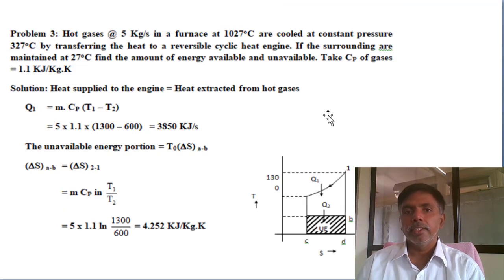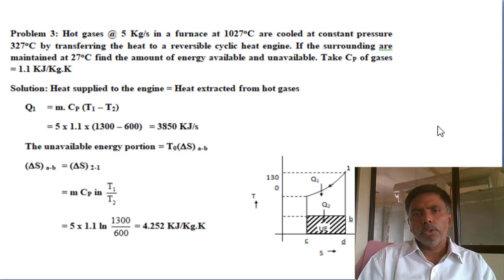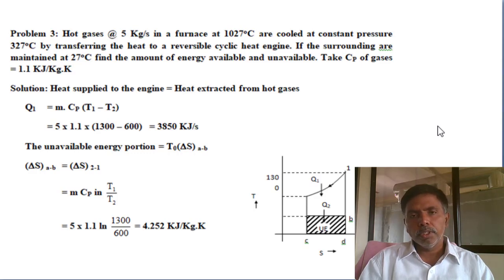Here is one more problem. Hot gas at 5 kg per second in a furnace at 1027 degrees centigrade. So the source temperature is 1027 degrees centigrade, plus 273, means 1300 Kelvin, and the sink temperature is 327 degrees centigrade. So that reversible cycle heat engine is working between 1300 Kelvin and 600 Kelvin. The dead state temperature, the surrounding temperature, is 27 degrees centigrade. The specific heat Cp of gas, because they mentioned a constant pressure process, is given as 1.1 kilojoules per kg Kelvin. Here we want to determine available energy and unavailable energy. If you determine the unavailable energy, automatically you will get the available energy.